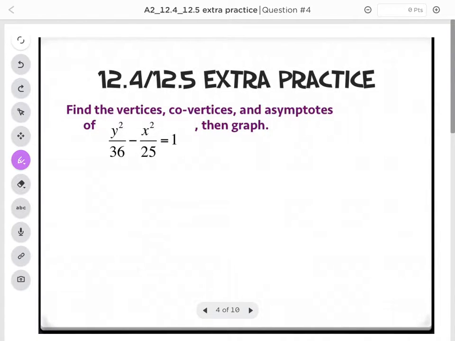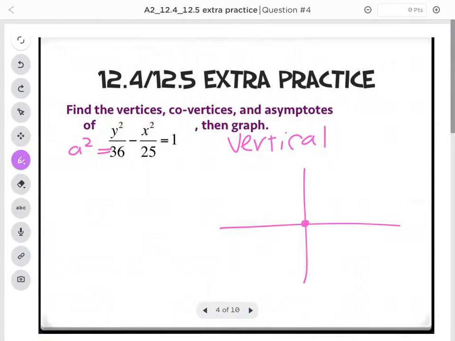All right, so this one, the fourth one, the y squared comes first, telling you that this is what? Vertical. Which means that when I graph it, I'm going to count up and down my A. My center is still at 0, 0, because I'm not shifting the x squared or y squared at all. This is the A squared, making A 6. This is the B squared, making B 5.